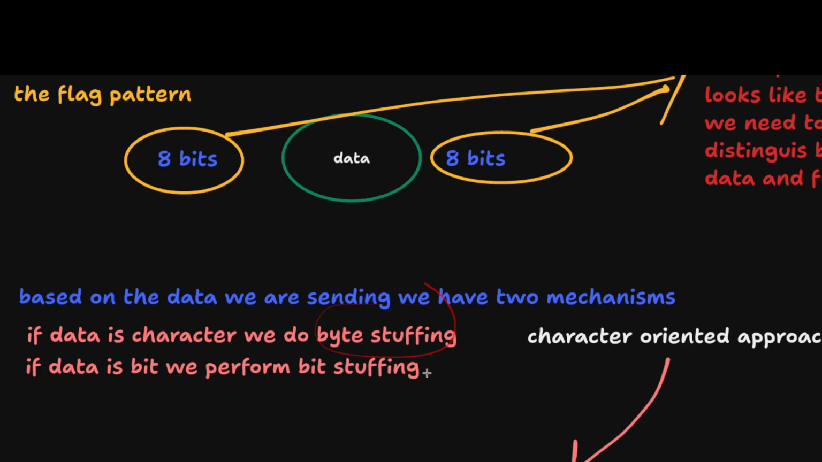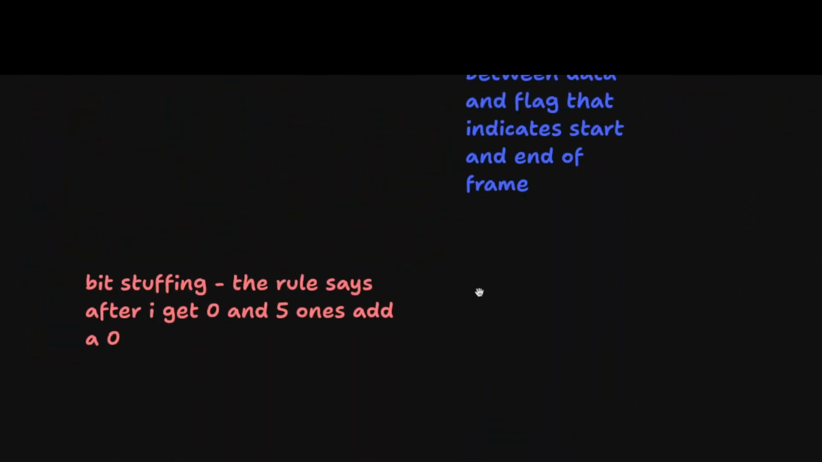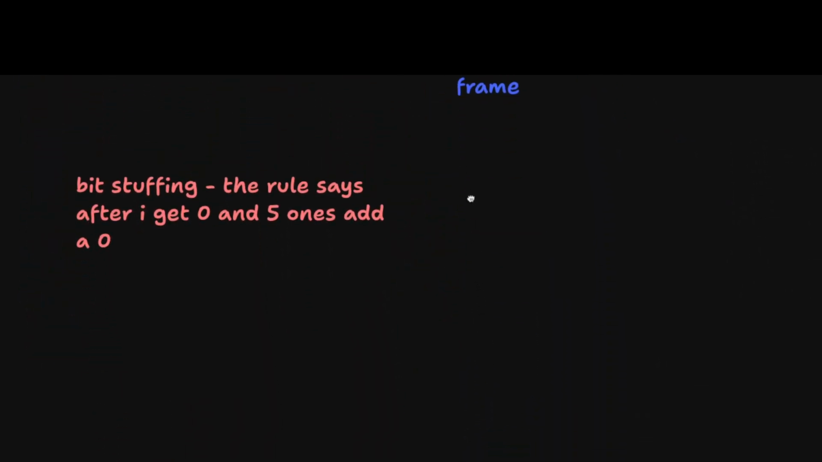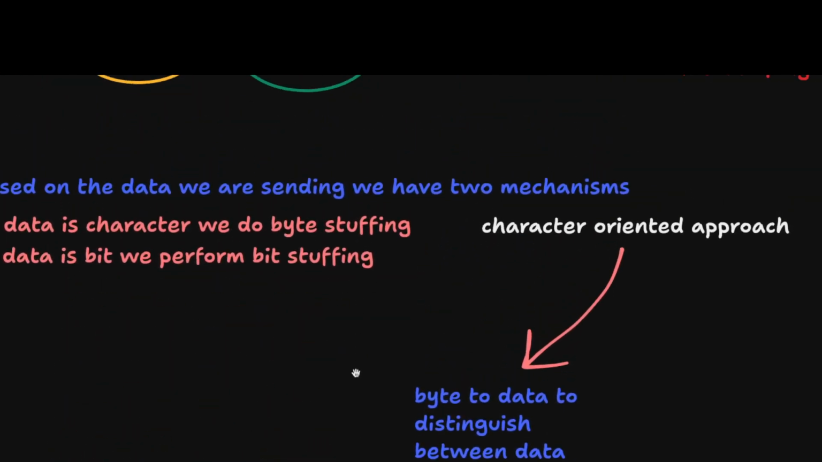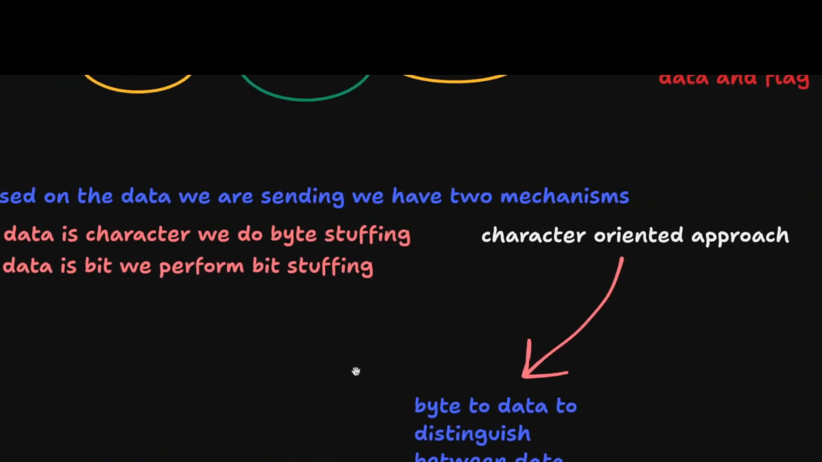Based on what data we are sending, we have two mechanisms. One is byte, and one is bit. When the data is text or a character, we perform byte stuffing, where we add extra bytes to the data. This increases the size of the data. But remember, nowadays we are not sending only text, we are also sending videos and other things as well.